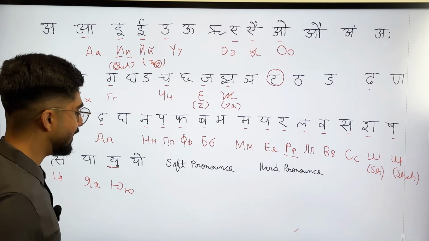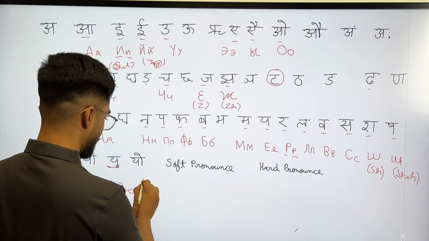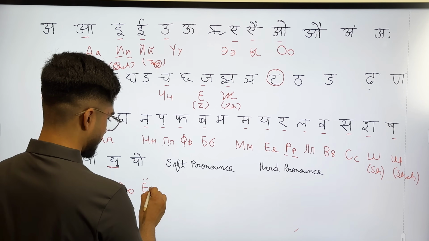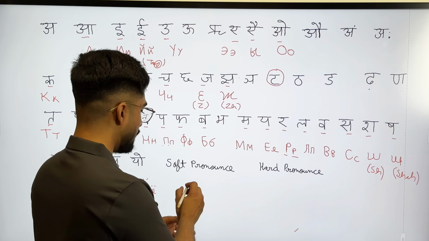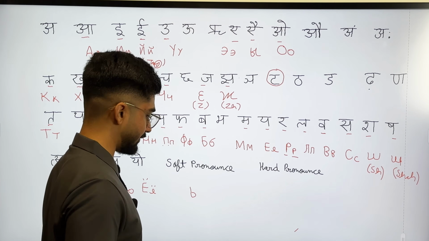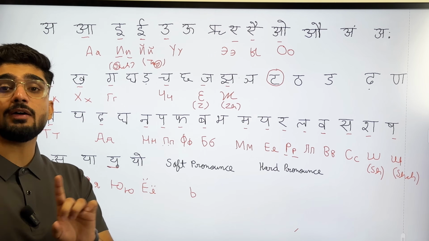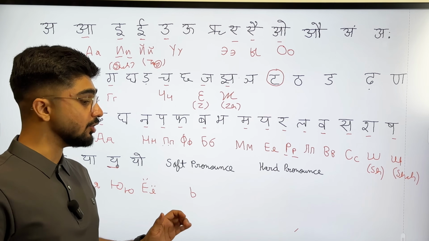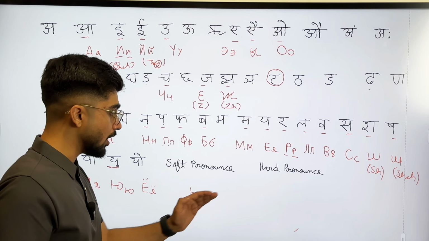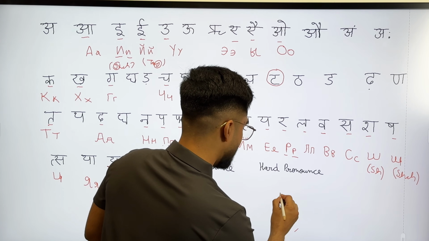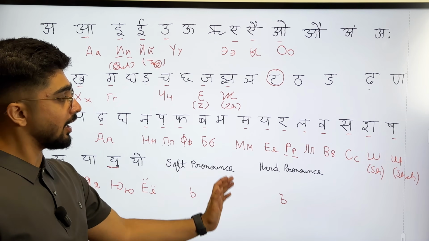This is your yo. If I tell you about yo, how do you have to write it? You have to make E and put two dots on it. This is the sign of softness. When this alphabet comes within a word, you don't pronounce it, but you have to pronounce that word in a soft way. And if the alphabet is like this, then you have to pronounce that word in a strong way.